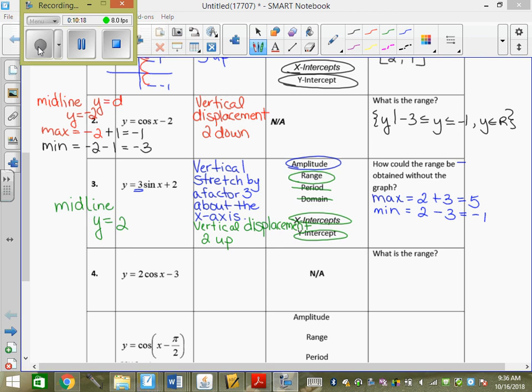So what does this graph look like? Y equals 2. And then the amplitude is half the distance, correct? So I'm going to go up 3, and I'm going to get to 5. Or I'm going to go down 3, and I'm going to get to negative 1. That's what you're doing. You're drawing a horizontal line at 2, and then you're going up 3 to get to 5, or down 3 to get to negative 1, right? Ultimately, that's what you're doing. So it's going to be negative 1 to 5. I'm just going to swap between interval and set.